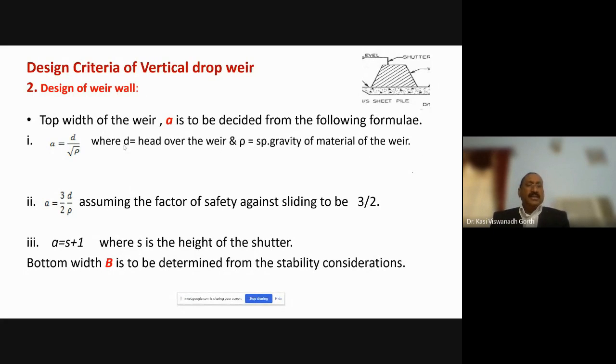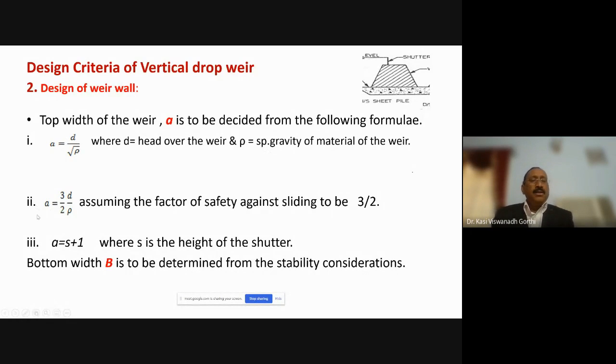So the top width of the weir, A, how do we calculate this? This will be decided based on three formulae, and the maximum of all the three will be taken. One is that small a, the top width. This is the top width of the weir wall. So the top width A would be equal to d by root rho, and d is the head over the weir. Rho is the specific gravity.